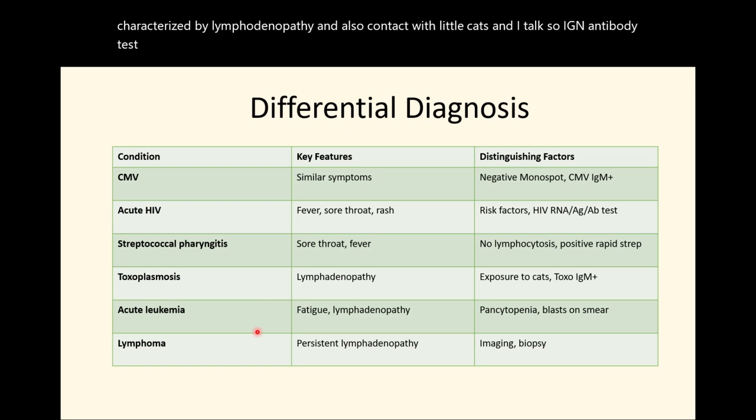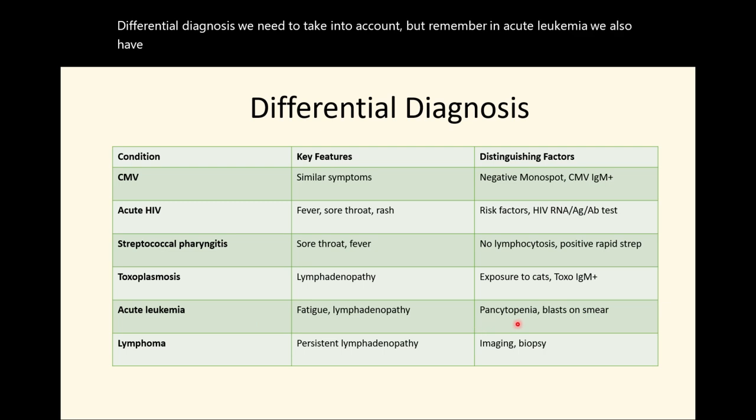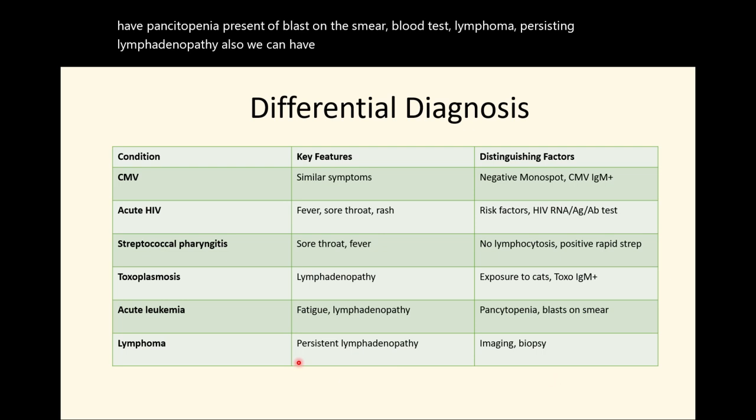Acute leukemia is characterized by fatigue and lymphadenopathy, and this is one of the differential diagnoses we need to take into account. But remember, in acute leukemia, we also have pancytopenia and presence of blasts in the blood smear. Lymphoma, persistent lymphadenopathy. Also, we can do biopsy and imaging in order to rule out whether this is a malignant process.